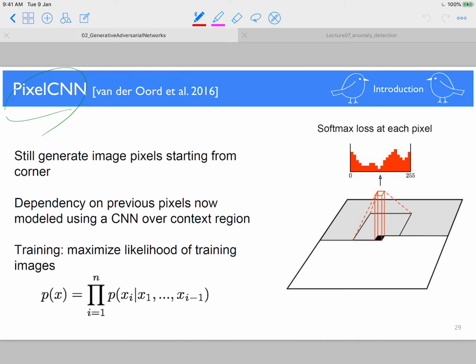So let me ask the following question. What was the advantage of the CNN-based sequence generation compared to the RNN-based sequence generation? What was the advantage of using CNN in a sequence-to-sequence model?